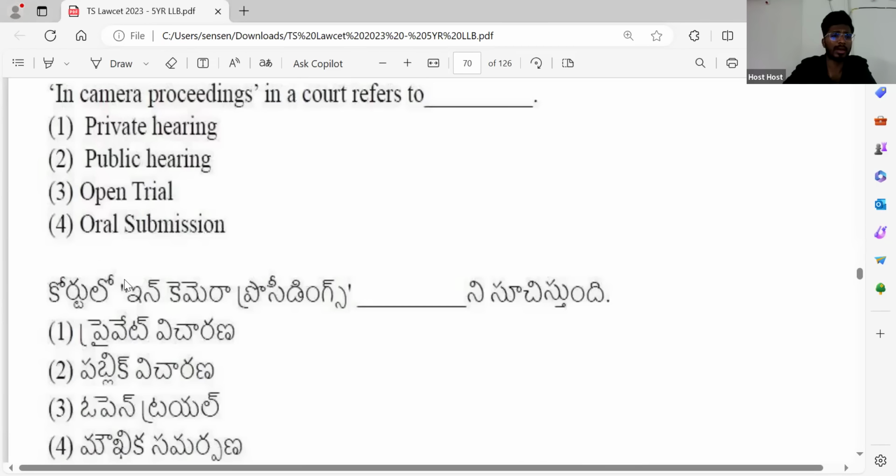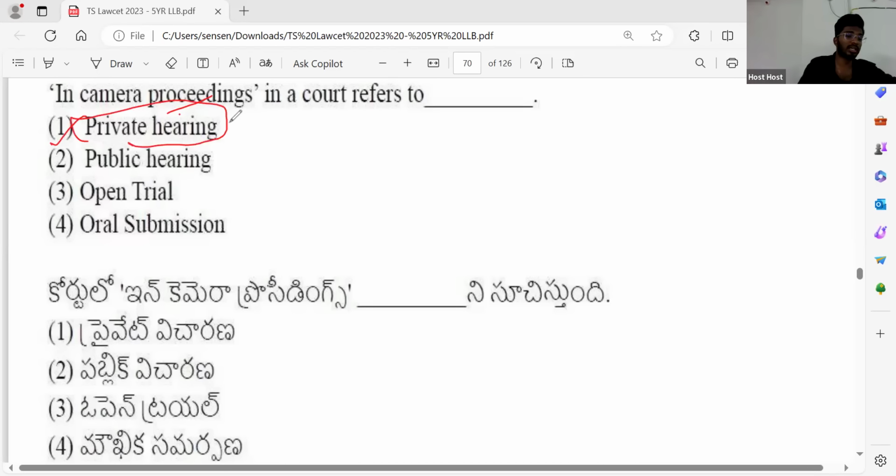Next, in-camera proceedings. What is the meaning of in-camera proceedings? See, there are certain matters in the court which are of a very private nature. Maybe a very private family dispute or something like that. So it is known as a private hearing, which means that the media persons or the general public will not be allowed into the court when very sensitive matters are being discussed. So we will lock the room and discuss inside. That is known as in-camera proceedings. That is a private hearing, right?